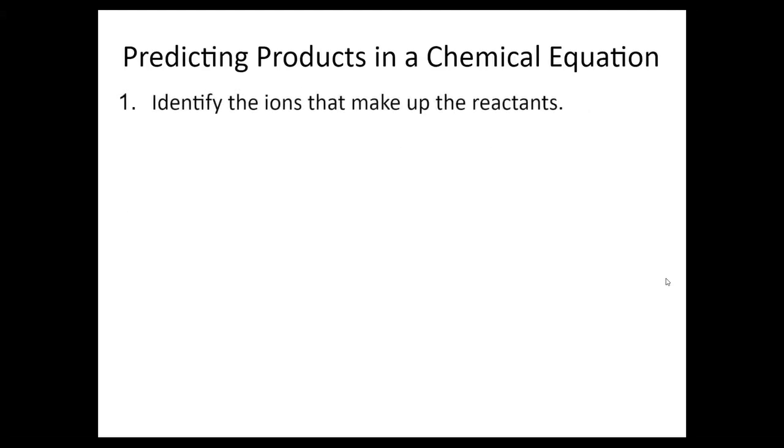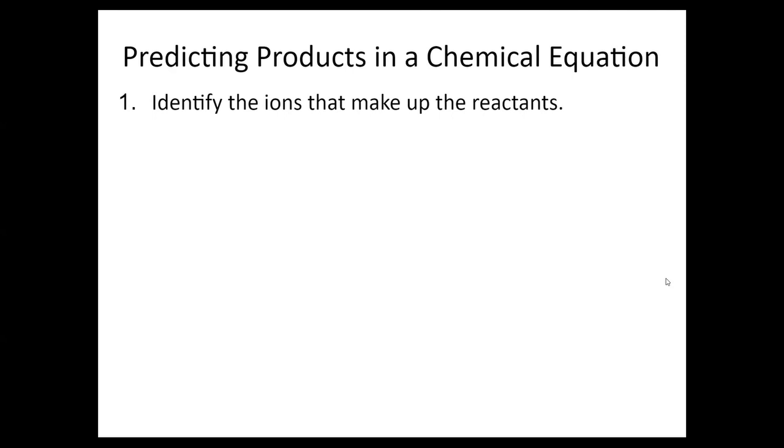Okay, when we encounter problems, I'm going to present to you, and this is going to be unique for us, I'm going to just give you two reactants. I'm not giving you the products. So this is totally new. I'm simply going to give you two reactant formulas.